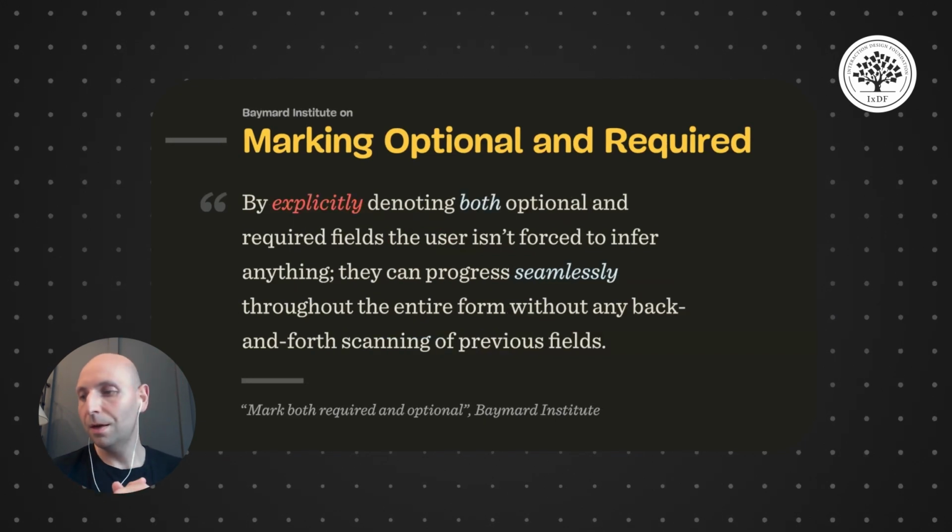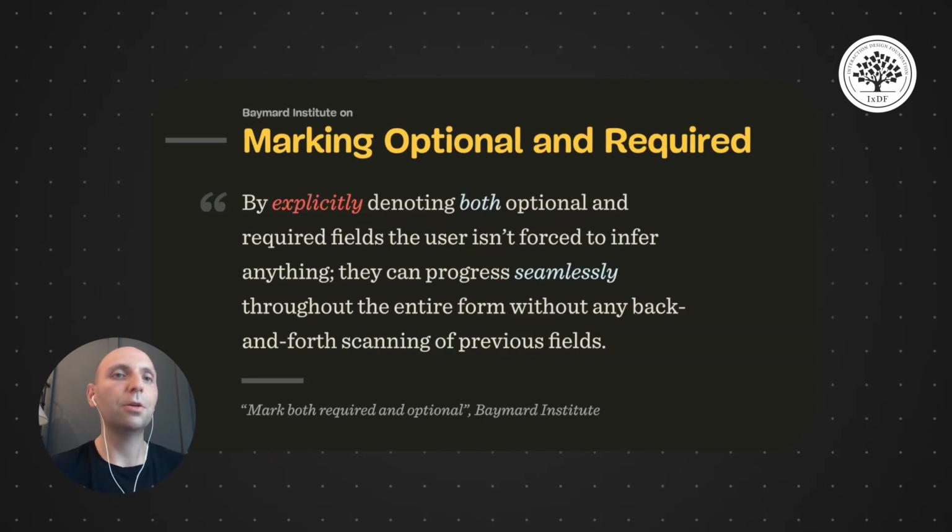But on the other hand, you look at some other research, one of them coming from Baymard Institute, the big institute doing research all around e-commerce: by explicitly denoting both optional and required fields, the user isn't forced to infer anything, can progress seamlessly throughout the entire form without any back and forth scanning of previous fields. And that's also very much what the Nielsen Norman Group is suggesting, right?